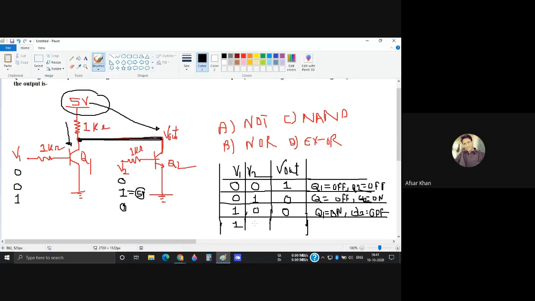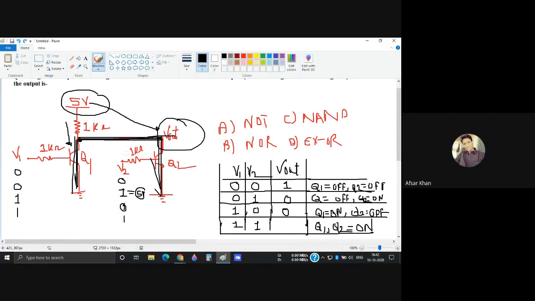V1 is 1, V2 is 1. Both the transistors, Q1 and Q2, will be on. If both are on, they act as a closed switch, a short. Closed switch means here we'll get nothing, no output. 0. Yes or no? Yes, sir.